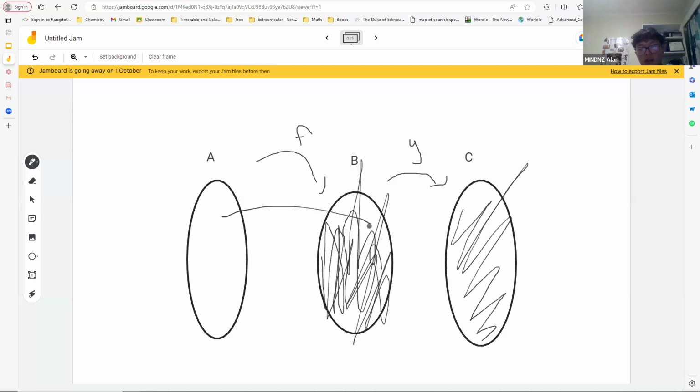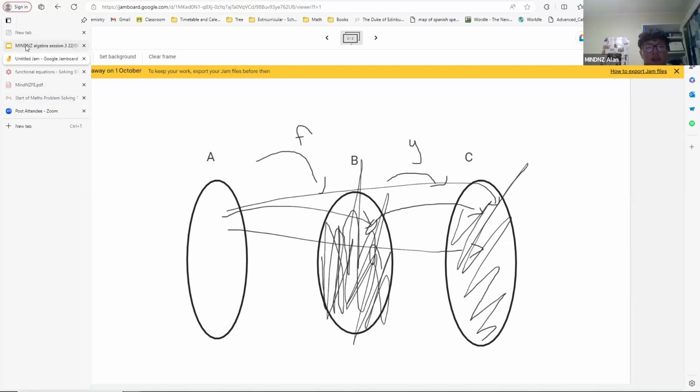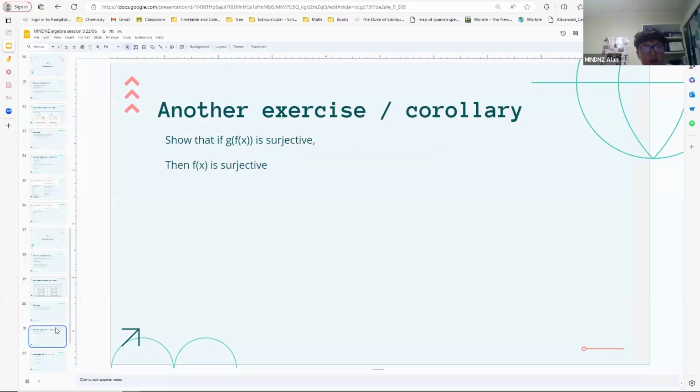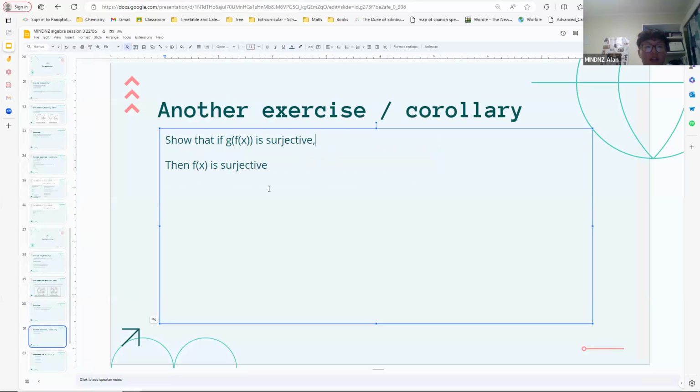So if we have something going from A to B, and G of F of X puts it from that element in B to some element in C, we'll basically just get a combined path. So this tells us that if F and G are both surjective, then G of F of X will also be surjective. And then show that if G of F of X is surjective, then F of X is also surjective. I'll give you guys 30 seconds to do this one.